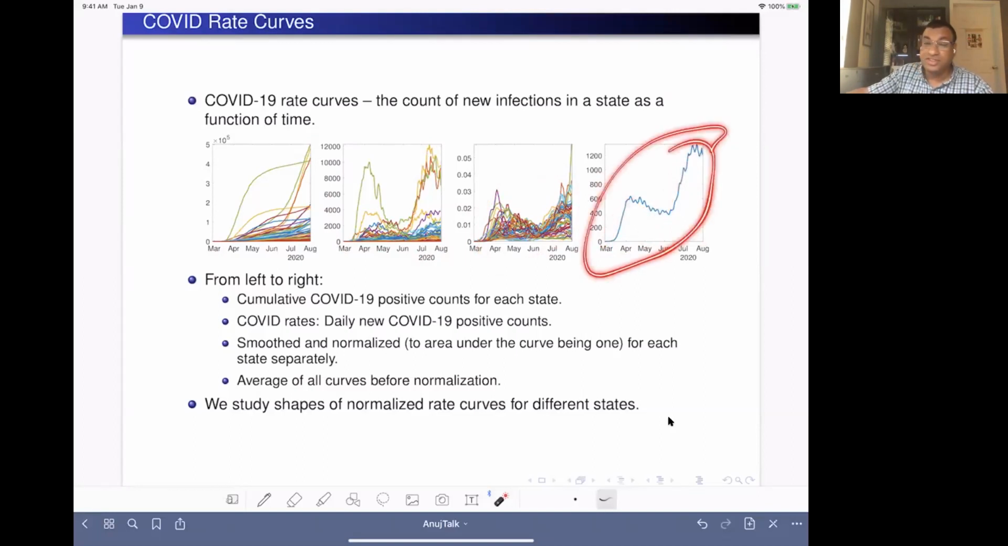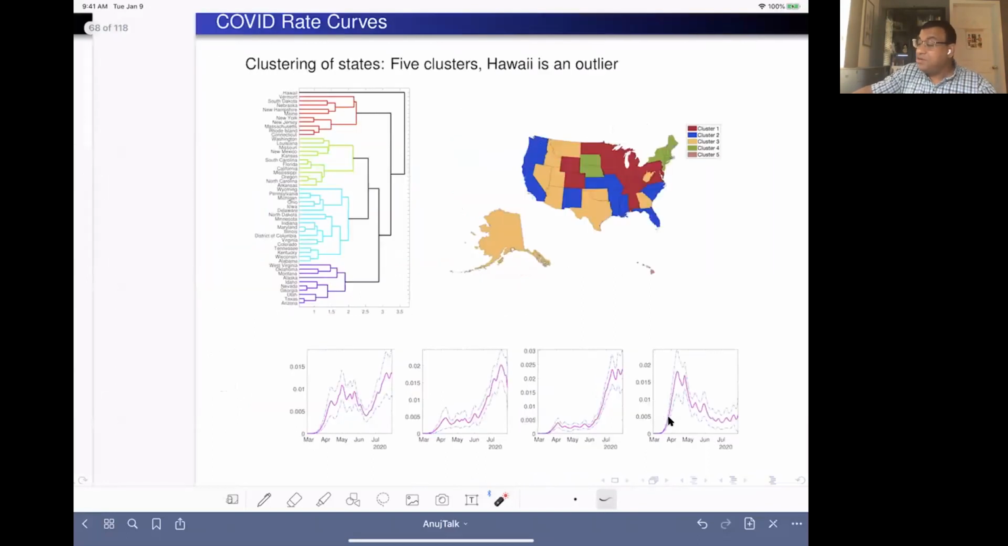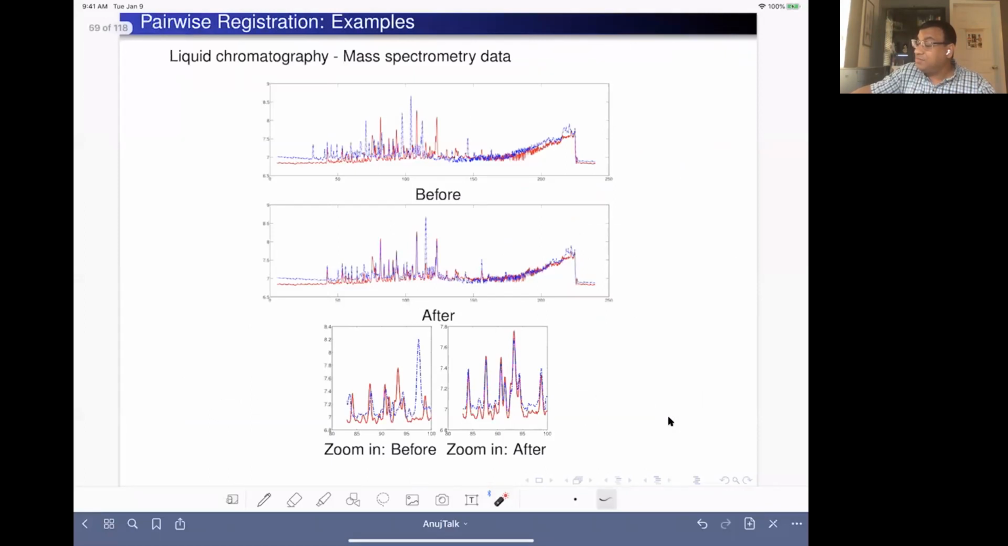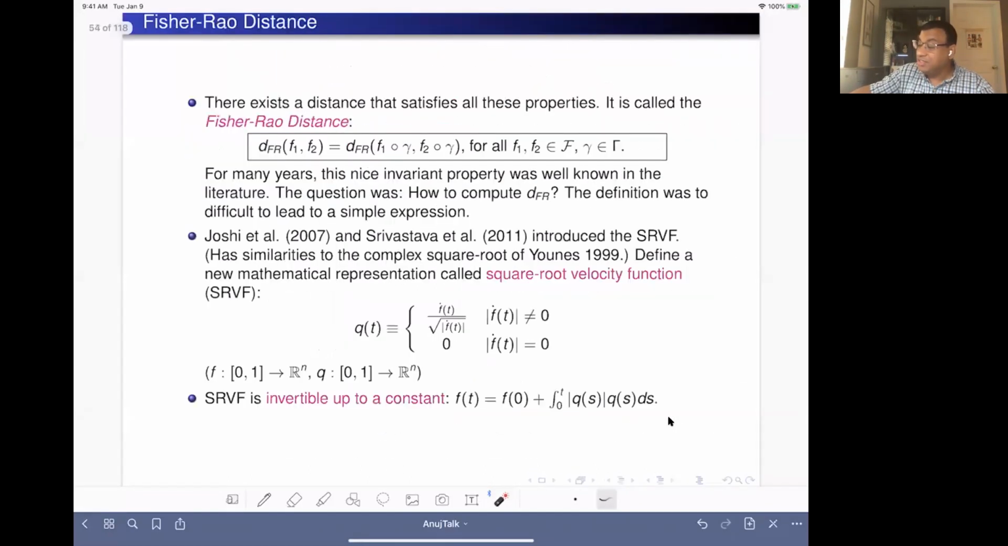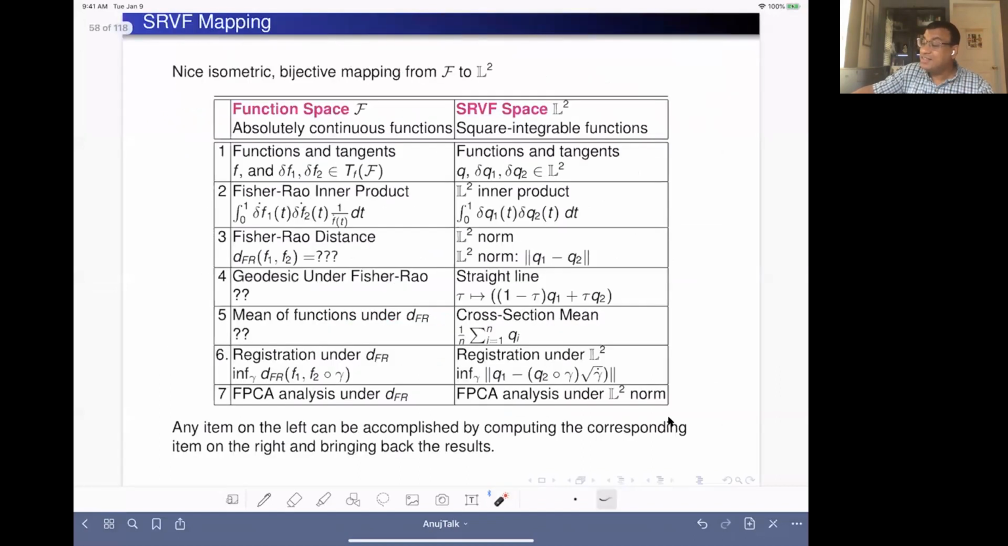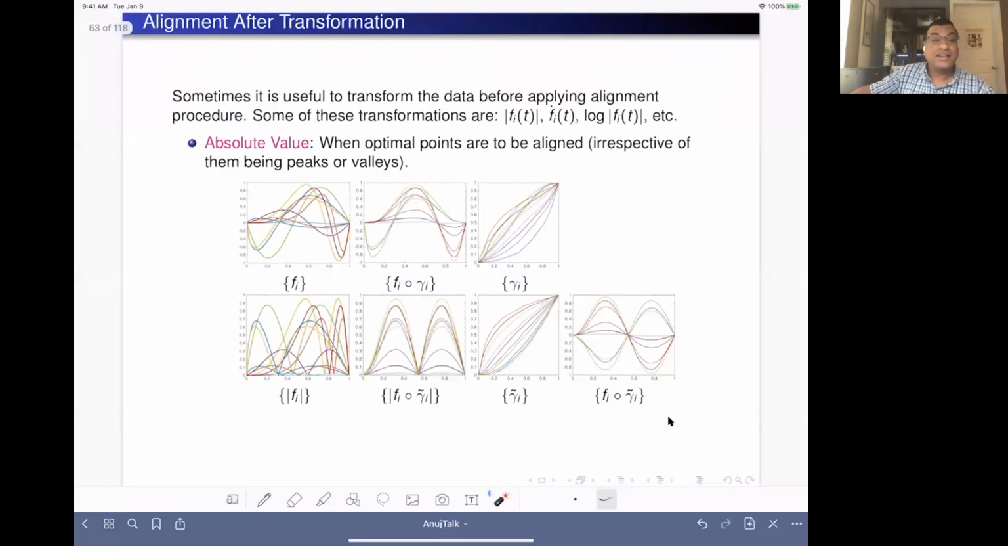This is an overall average rate curve for the country, but these are the 50 curves for different states, and we want to see what patterns are there for different states. So we compute this distance, going all the way back. We have a way of computing a distance between two states. For one state, I have its SRVF. For another state, I have its SRVF. I align the peaks and valleys of the two states and compute a distance. We call it a shape distance or an amplitude distance. Based on that, I cluster different states, and I get a clustering that looks like this.